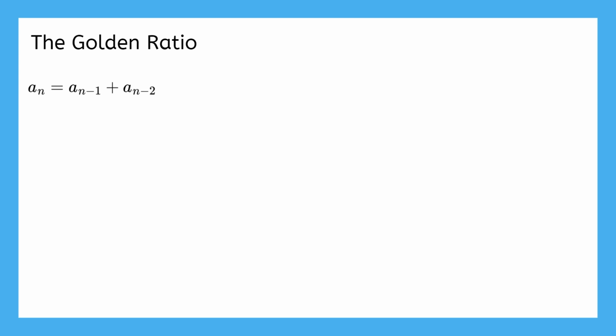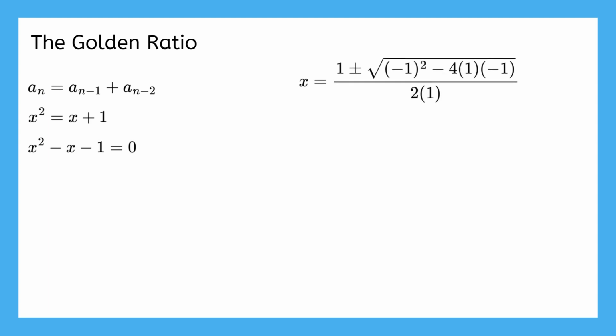We're going to perform some steps that may look odd, but watch until the end when we'll discover something amazing. We'll replace the furthest back term, a sub n minus 2, with a 1. The next one, a sub n minus 1, with an x, and the current one, a sub n, with x squared. To solve this equation, we will set it equal to 0 and then use the quadratic formula. Simplifying that, we get 1 plus or minus the square root of 5 all over 2.